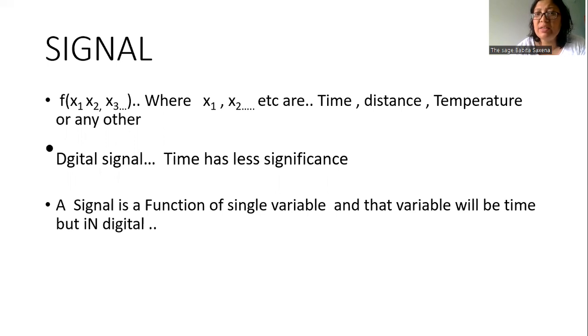X1, X2, X3 are the time, distance, temperature, or any other. And in the digital signal, time has less significance because in general we have continuous time. But in the discrete time signal or digital signal processing, time should be discretized. Time ko bhi hum digital mein convert kar lete hain. That's why time has less significance. A signal is a function of a single variable, and that variable will be the time, but in digital it is discretized.